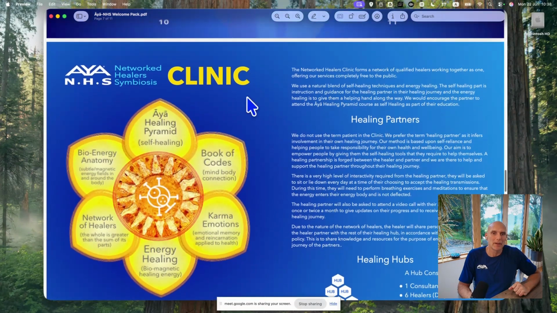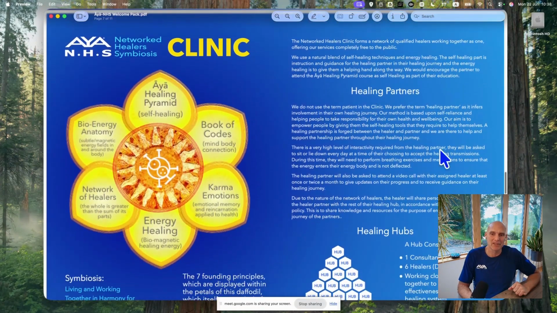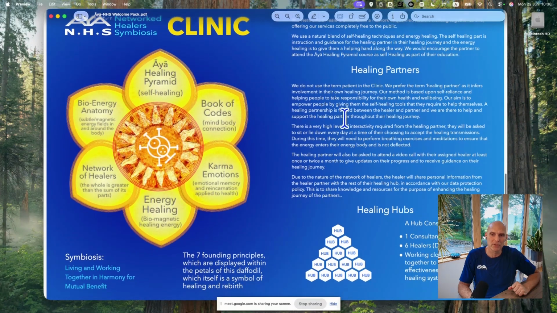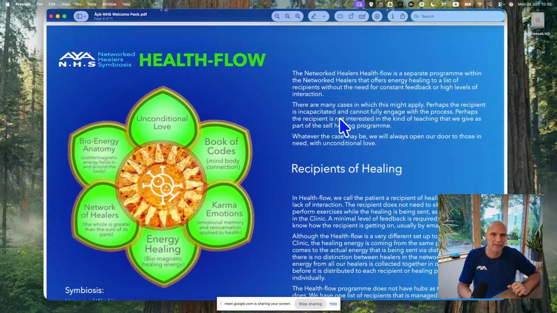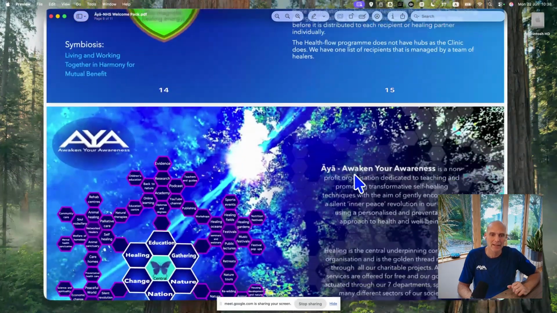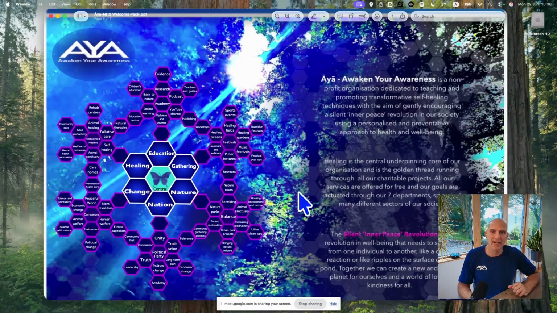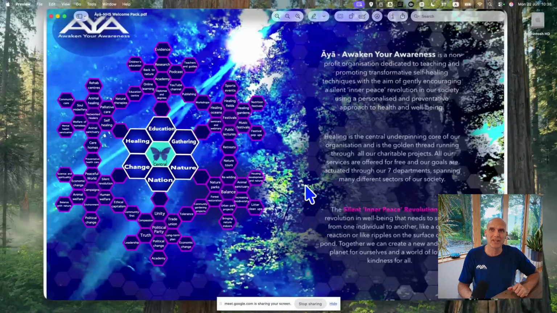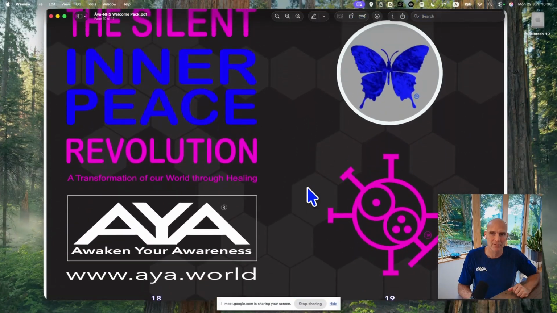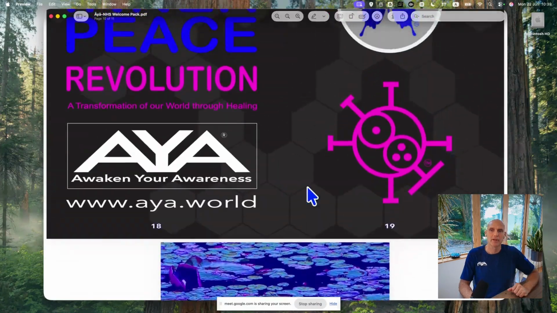And a whole page on the clinic then. So this page explains everything about the clinic so that they can really see the differences between clinic and health flow and decide what they want to do. This explains the whole responsibility and the level of commitment to the clinic. And then same for health flow, whole page on explaining health flow. And then we just got a page on the Aya organization, a bit of general information for them about Aya and also Silent Revolution. And that's it. So there we go. That is the welcome pack.